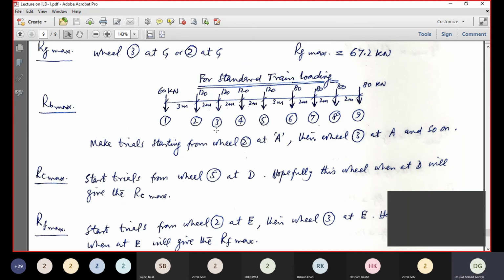So if you have any question, so next time on Monday, we will start the influence line diagram for shear force. So before that day, you must go through these notes, must grip all these points, because if you don't have the grip on today's lecture, you will face difficulties in the next lecture.